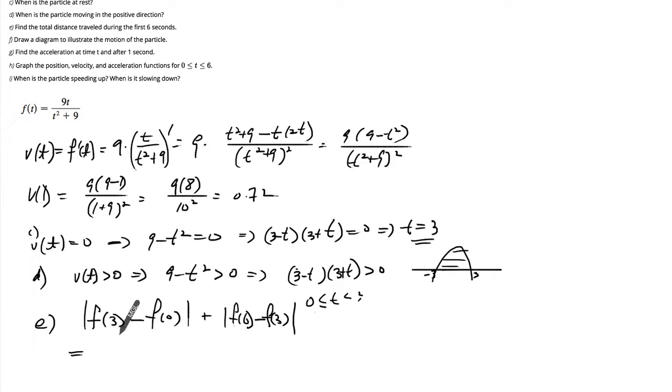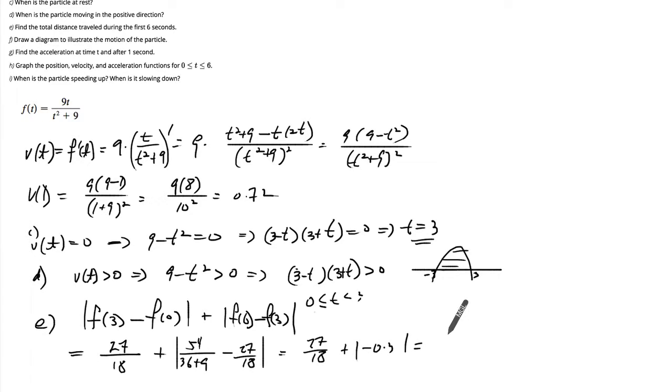Okay, so let's plug in 3 up here, and we get 27 over 9 plus 9 is 18. 54 over 36 plus 9, and then minus 27 over 18, right? All right, so which one's bigger here? If this was positive, this would cancel out, but if it was negative, we actually have to evaluate this first because there's an absolute value there. So you actually get minus 0.3. So it's going to be 27 over 18. You can divide top and bottom by 9 to get 3 over 2, which is 1.5. Plus 0.3, so you get 1.8. Okay, 1.8 feet. That's the total distance traveled.